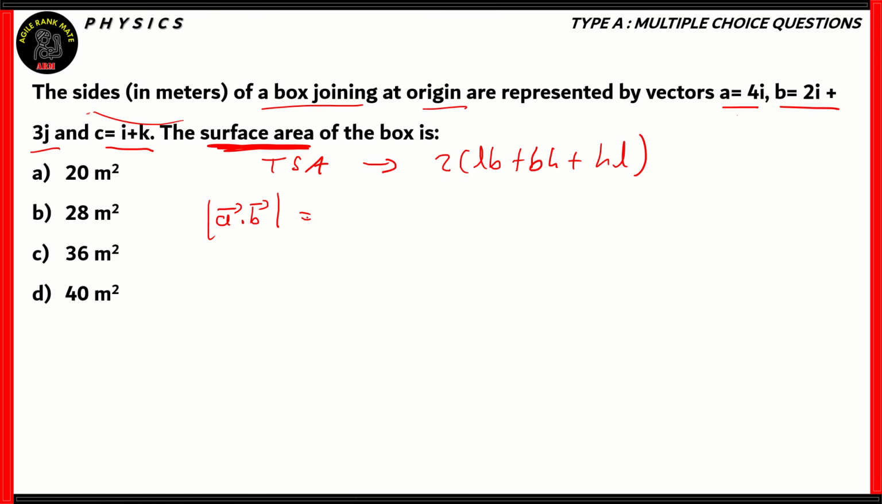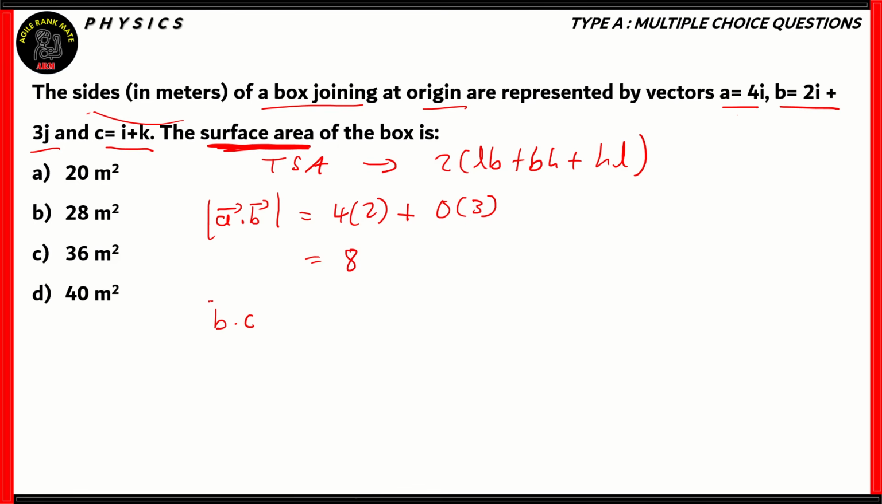So the modulus of the dot product is multiplying the components and then adding the components together. Here's how it goes. Vector A is 4i plus 0j. Vector B is 2i plus 3j. So what we do is 4 times 2, we multiply the i components together, and then we add the product of the j components together, which in this case is 0 times 3. So 0 times 3 is 0, so what we have is 4 times 2, which is 8.